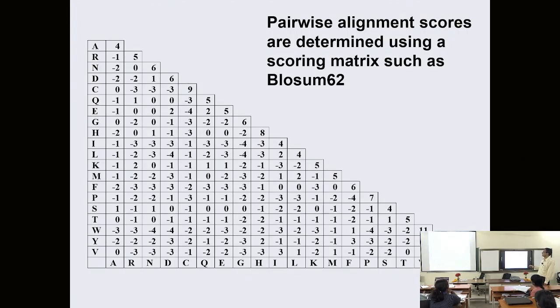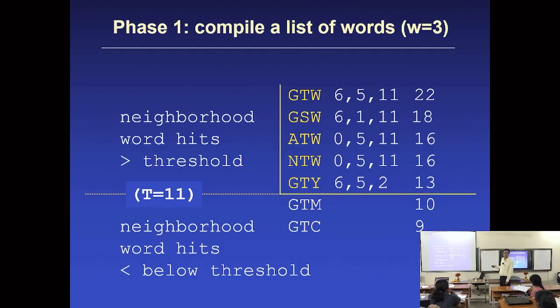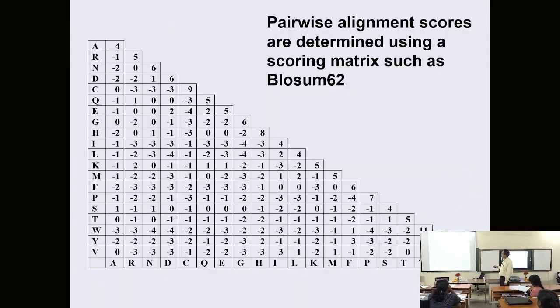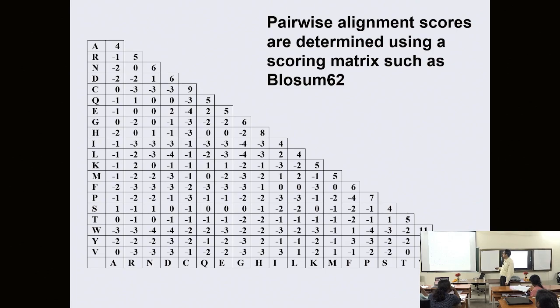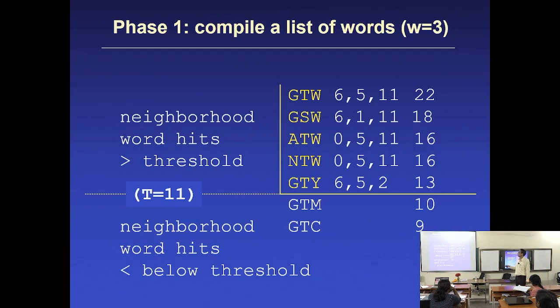So you will look in the BLOSUM62 matrix: what is the score for G aligned to G? G aligned to G is on the diagonal, 6. Then T aligned to T is 5. W aligned to W gets 11. So 6 plus 5 plus 11 is 22. Now you have a tolerance of one mutation.